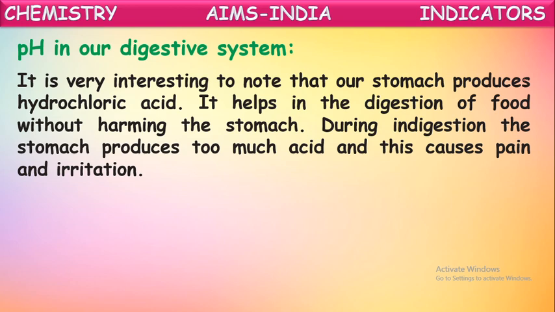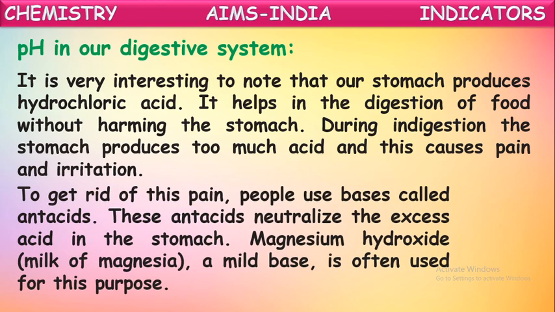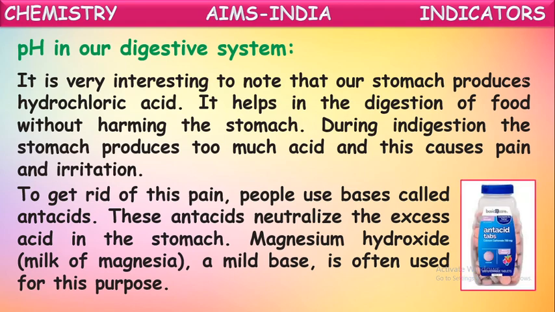During indigestion, sometimes excess amount of this acid will be produced. Our stomach will produce too much acid, and this causes pain and irritation in the stomach. To get rid of this pain, what do we do? People use bases called antacids. These antacids contain some bases, and they neutralize the excess acid in the stomach.